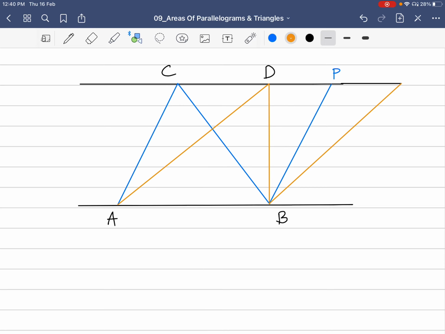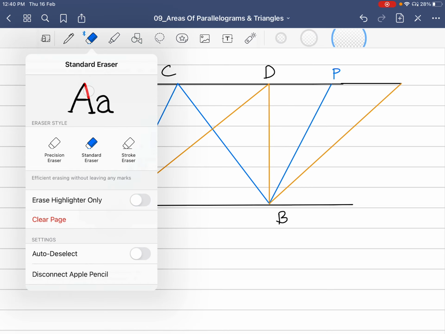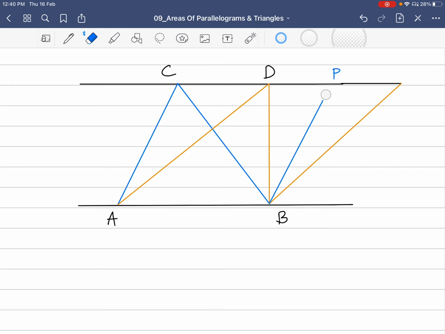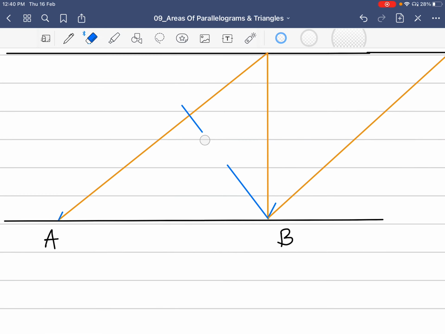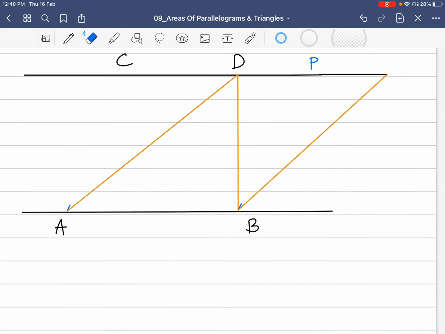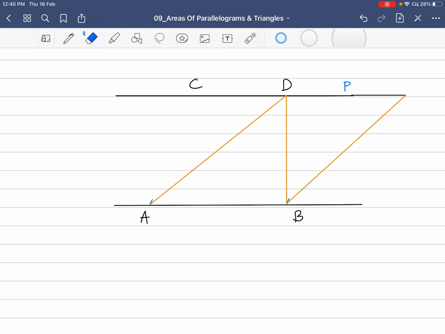So what we can do is we can in fact get rid of this in order to understand it clearly. Let's get rid of the blue lines. Let's zoom in. Yes, so the confusion is less. Okay, so we have our original triangle ADB. ADB is our original triangle.